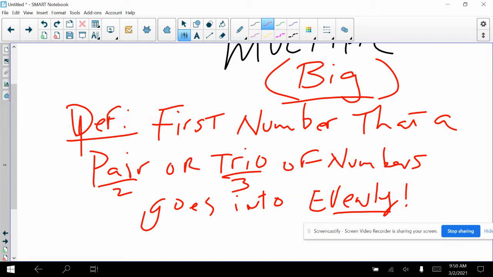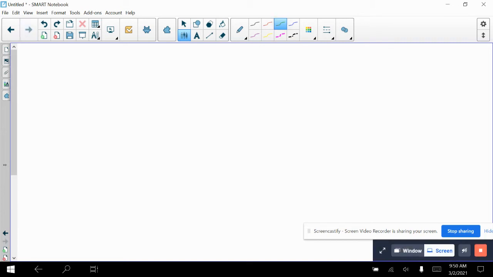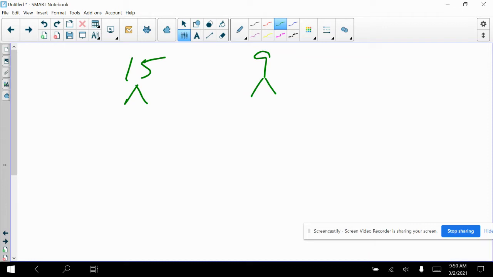All right, let's try a few. We'll start off easy. We have 15 and 9. Just remind yourself of the directions: some of them will say list all the factors, some will say use a Venn diagram, some will say prime factorization. I don't care which way you do it, as long as you show me like you did the other day on your quiz. So pick a way that works best for you.